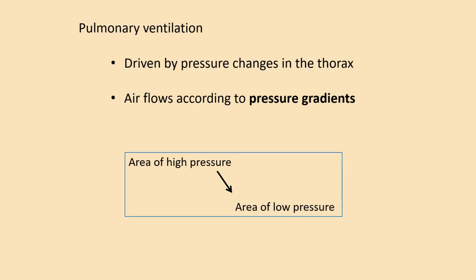Moving on to pulmonary ventilation. That's the mechanism by which air moves from the atmosphere into your respiratory system and from your respiratory system into the atmosphere. And air will always move along a pressure gradient from an area of high pressure to an area of low pressure. And the way your respiratory system works is predicated upon this basic physics.